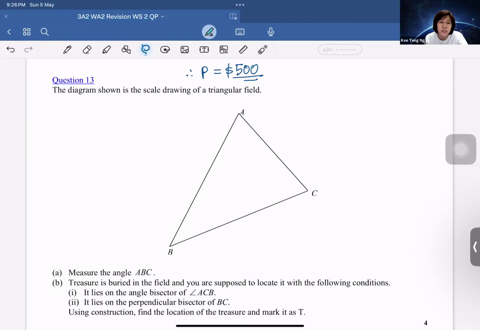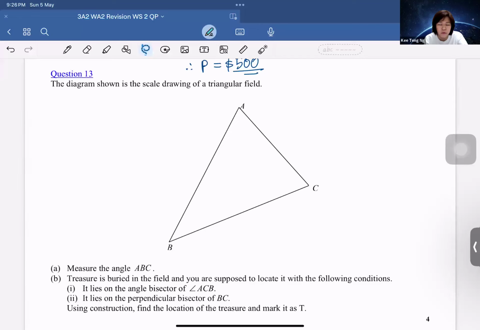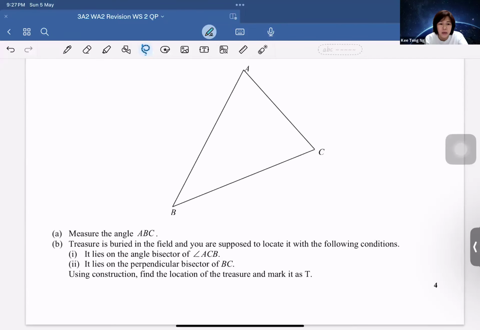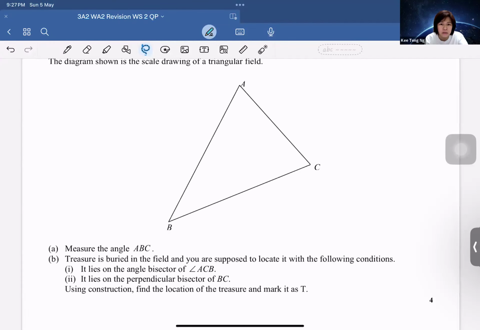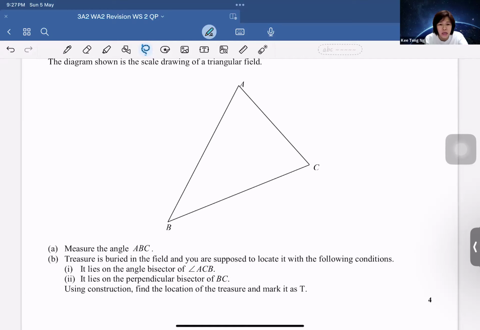Question 13 shows a scale drawing of a triangular field. They asked me to measure the angle ABC. Unfortunately, I do not have software to draw the construction directly on my iPad itself, but I'll be able to go through some of the main concepts that you can use in order to solve the questions. So I think you should be able to do the measurement.